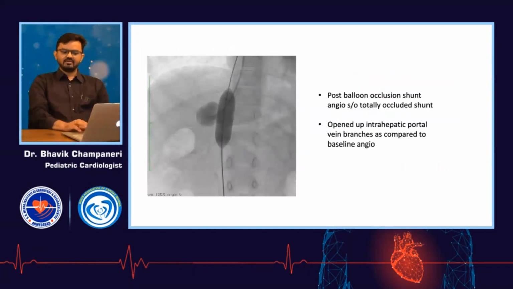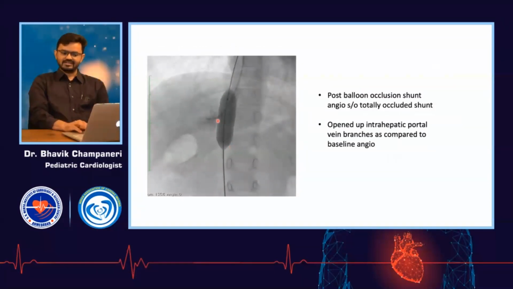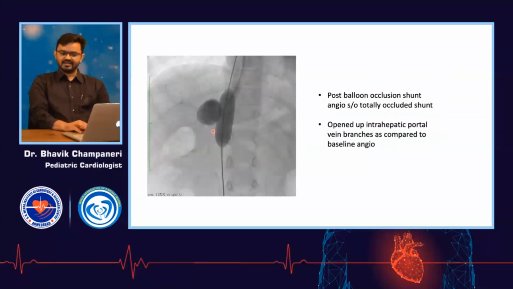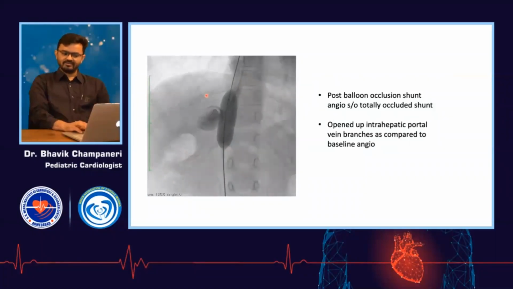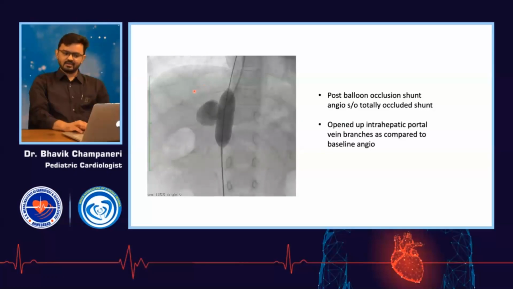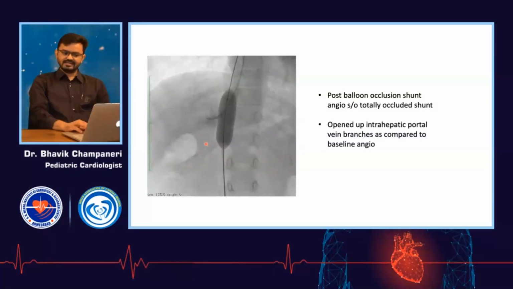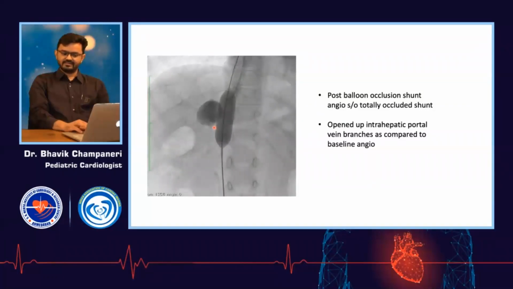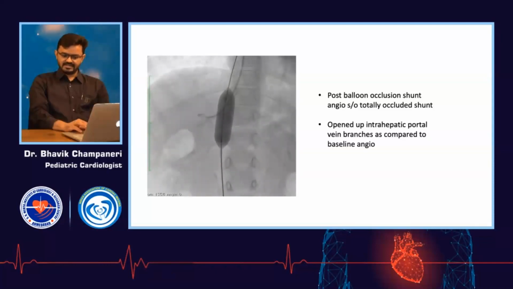Next step, after balloon occlusion, we have done an angio, and now you can see clearly, if you correlate with the previous image, the portal venous branches which were not visible are now visible nicely. That indicates there are intrahepatic portal venous branches present in this case.